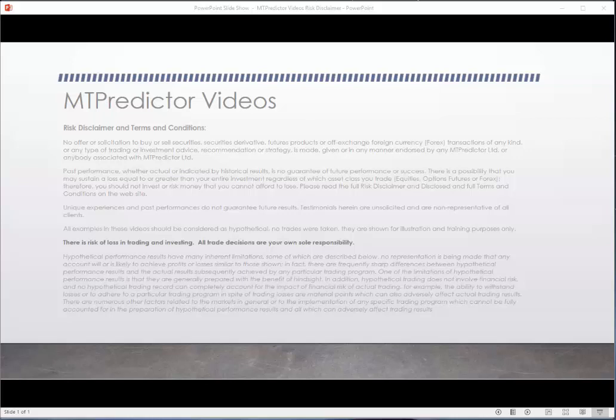In today's MTPredictor video, I'd like to have a look at the BankNifty and a lovely Holy Grail short that managed to catch the sharp decline in the BankNifty that unfolded today, which is October the 11th.